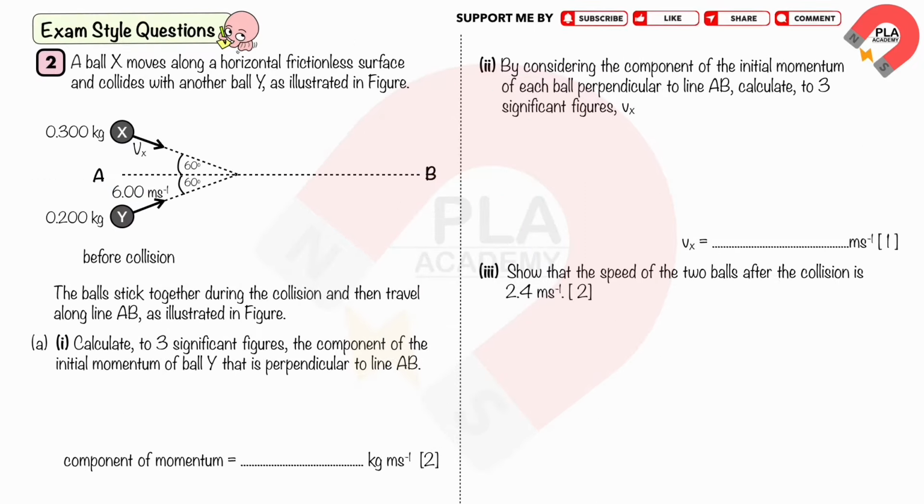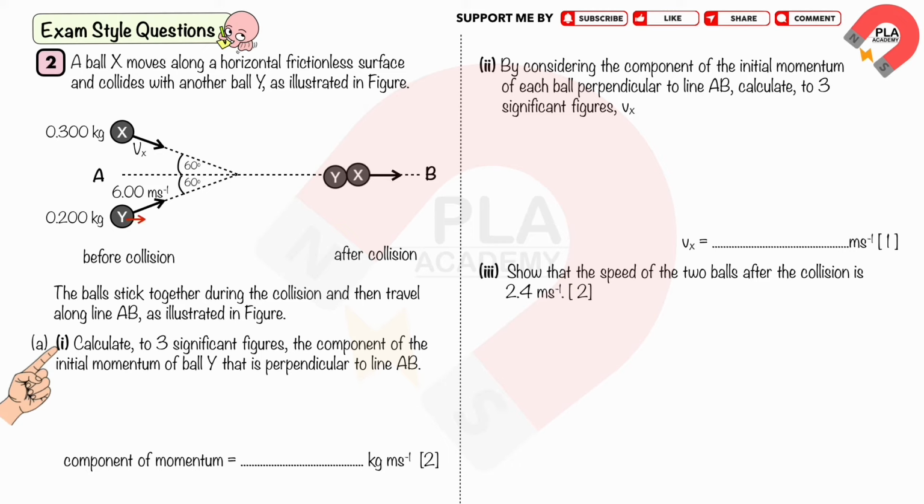Exam style question 2. A ball X moves along a horizontal frictionless surface and collides with another ball Y, as illustrated in figure. The balls stick together during the collision and then travel along line AB, as illustrated in figure A1. Calculate, to 3 significant figures, the component of the initial momentum of ball Y that is perpendicular to line AB.